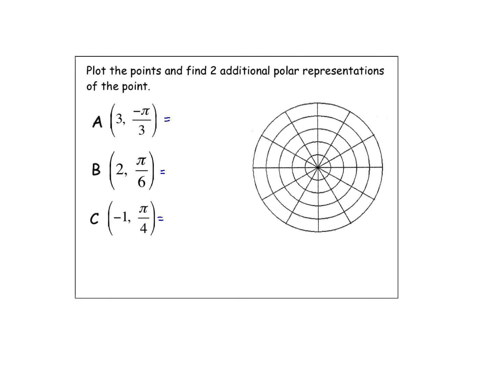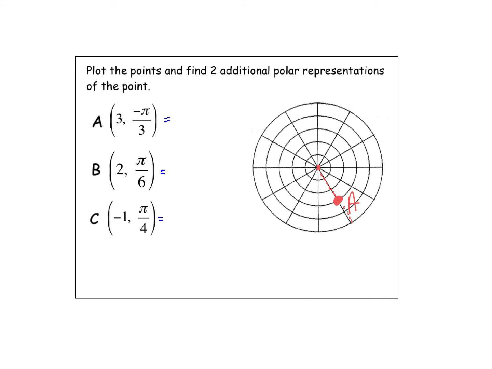So if I'm plotting 3 comma negative pi over 3, I start at the origin, of course. When I think about negative pi over 3, it's right here. I'm sorry, it's not right there. That's pi over 6. It is the next one, right here. Right? So 3 would be 1, 2, third circle out. That would be my point A.